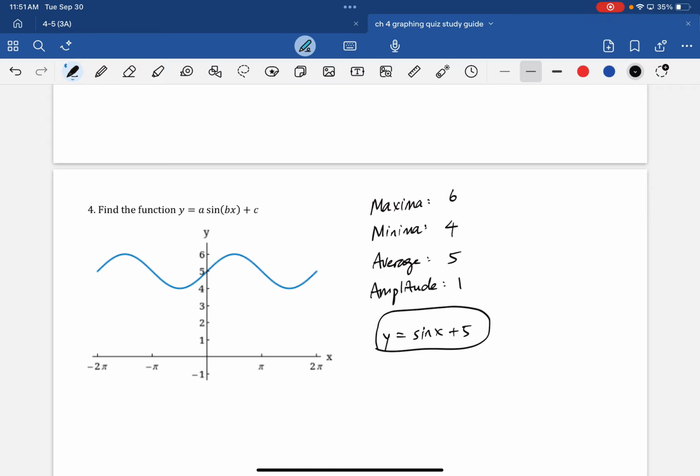Okay? And the reason we know it's positive sine x and not negative sine x is because it intersects the y-axis with a positive slope, okay? I'll show you what y equals negative sine x plus 5 would look like. Y equals negative sine x plus 5 would look like this. It would intersect the y-axis with a negative slope. See here? Okay. So because the function has a positive slope going through the y-axis, we know it has to be positive sine x plus 5. Do you have to write maximum, minimum, average, and amplitude? You don't have to write it. Yeah.